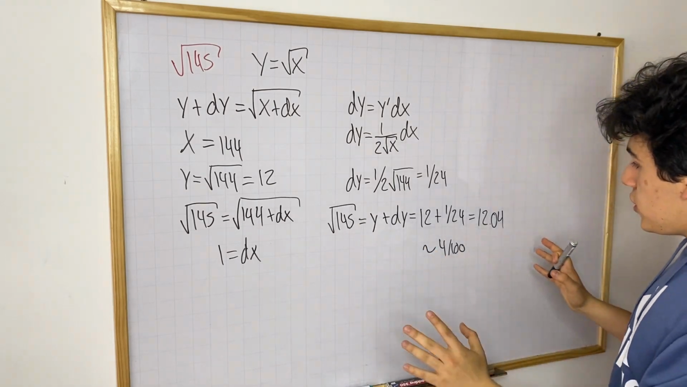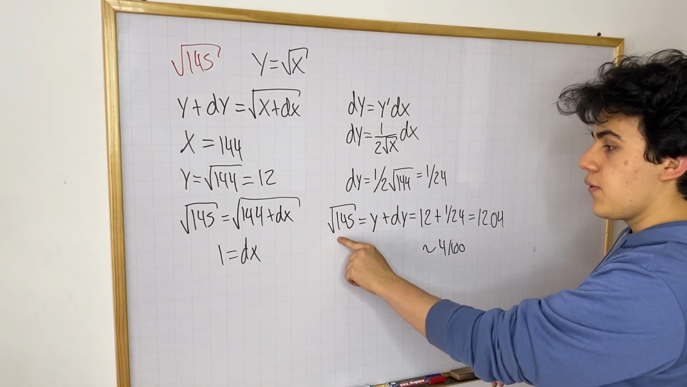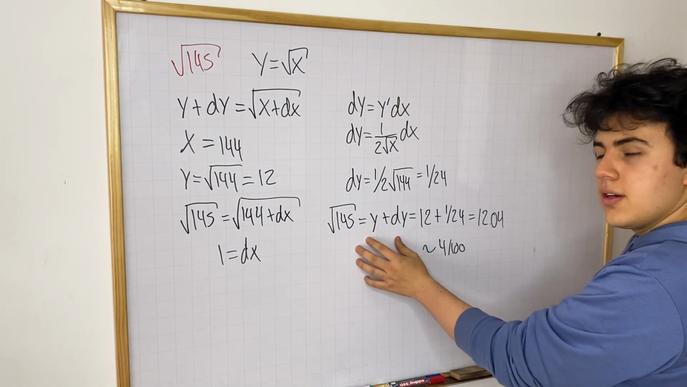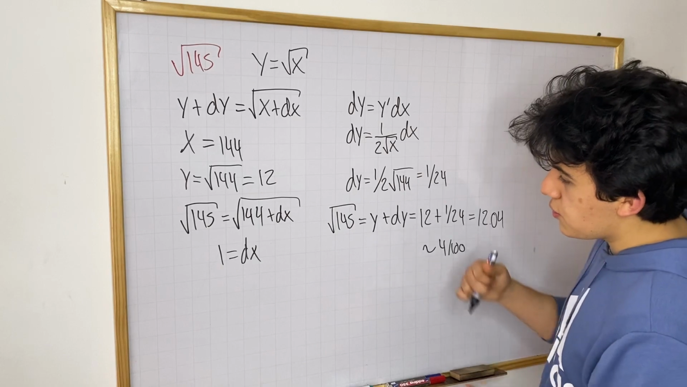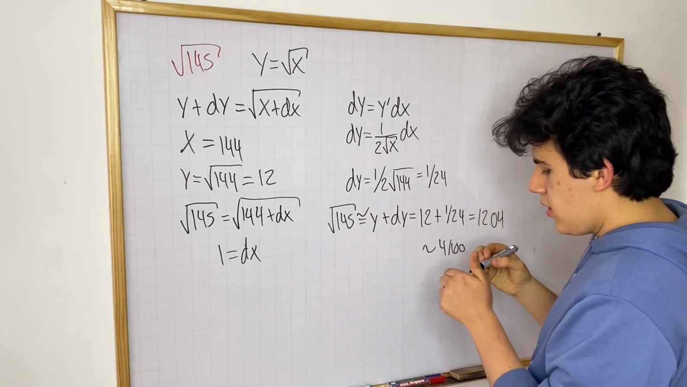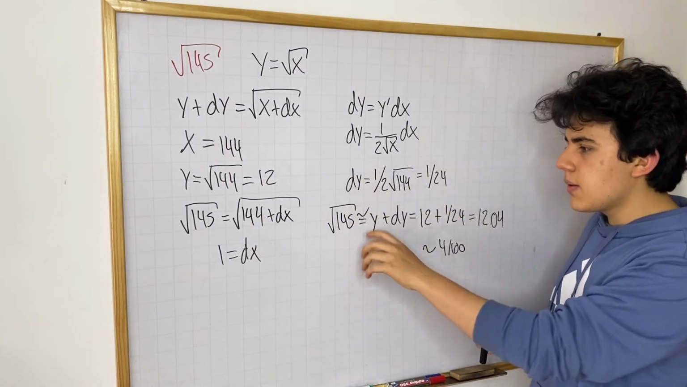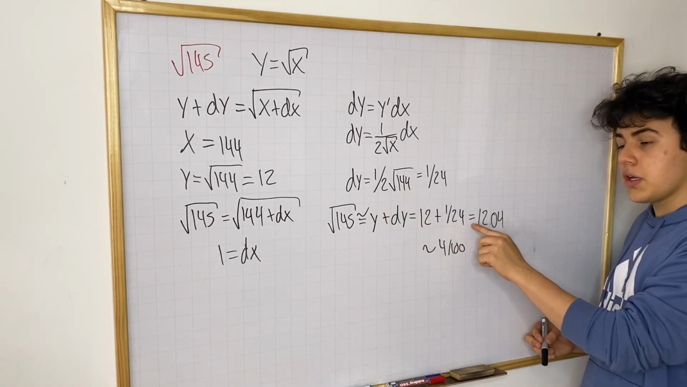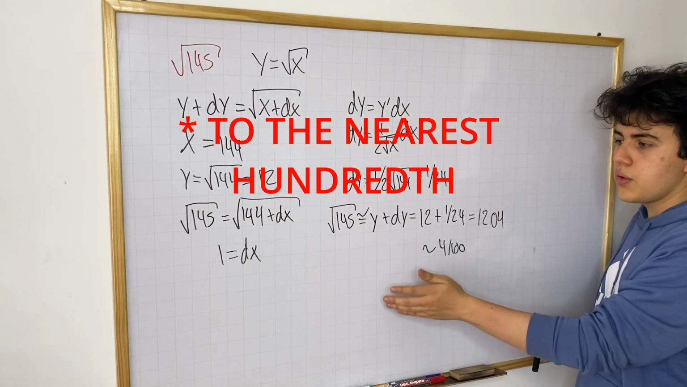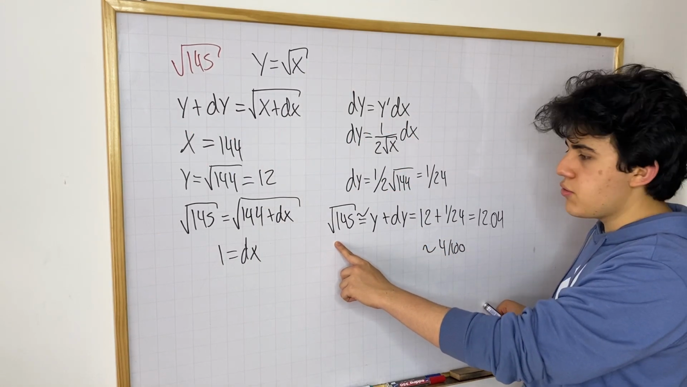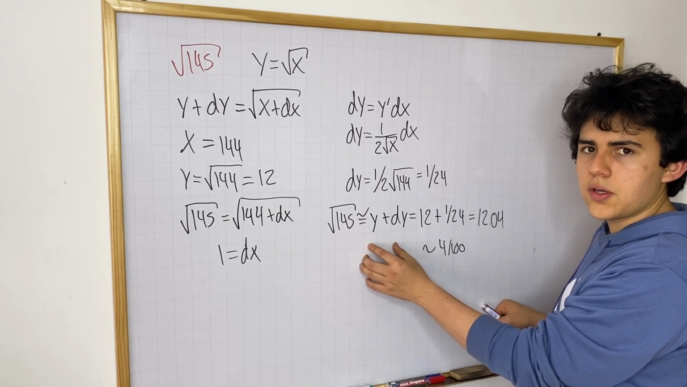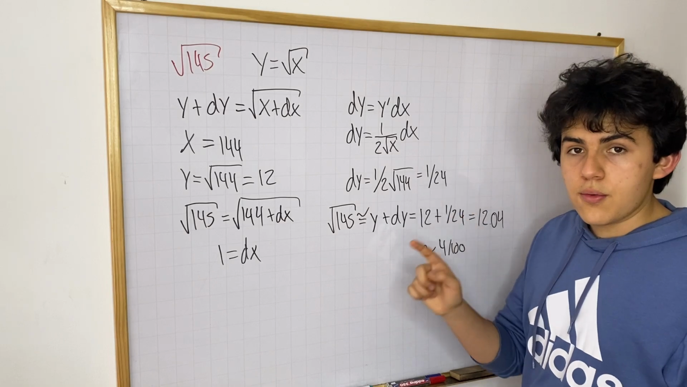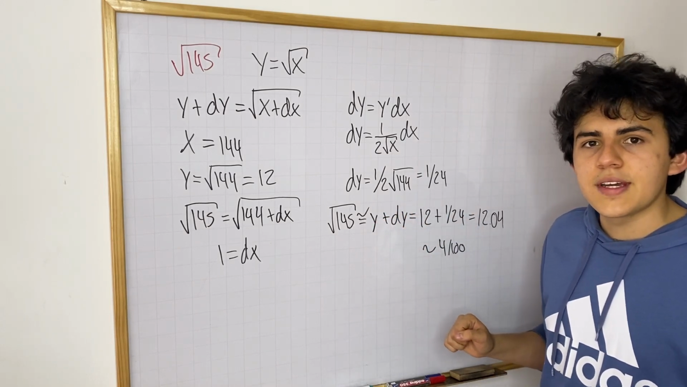Now, of course, you need to be careful because for the square root of 145, we shouldn't really say that it's equal to y plus dy, because this is really an approximation. So you need this squiggly sign between these two expressions. For the differential expressions, you can use an equal sign because this is indeed true, but the square root of 145 is not equal to y plus dy. It's approximately, but not equal. So this is another thing that you need to be careful about.